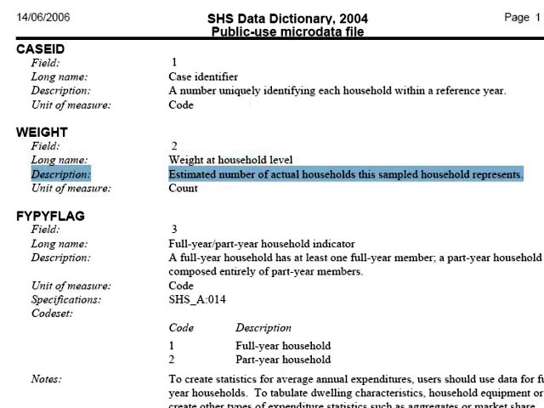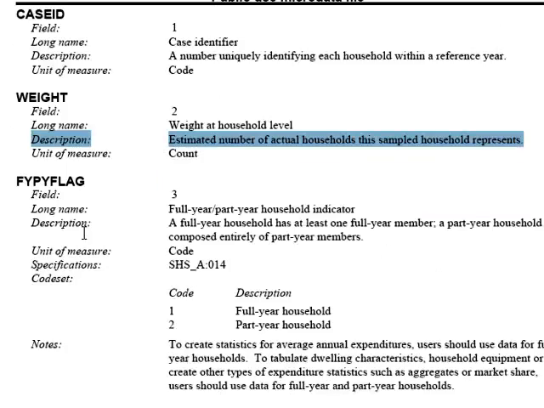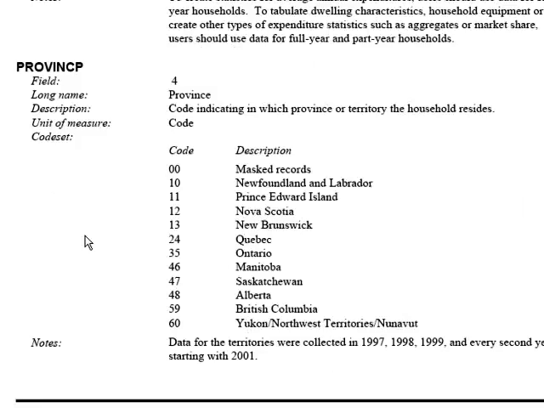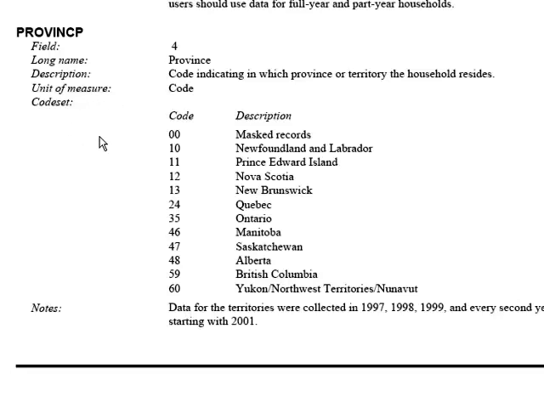When I received this database, I also received this data dictionary, and therefore it allowed me to actually know what these variables stand for. I will now scroll down a little bit and show you an example of another very useful technique. Here, look at the variable called province, province P. It's the fourth variable in the database. The long name is the word province, and it is a code indicating in which province or territory the household resides.